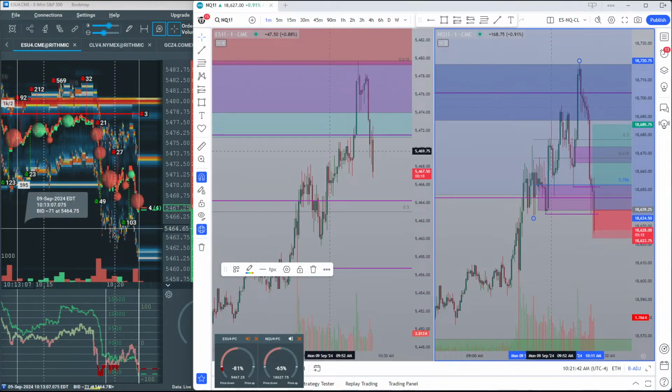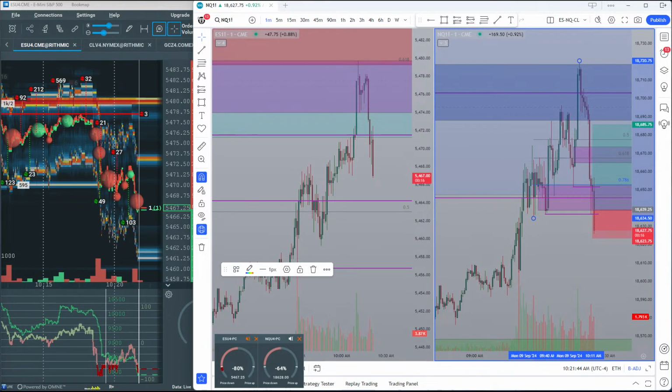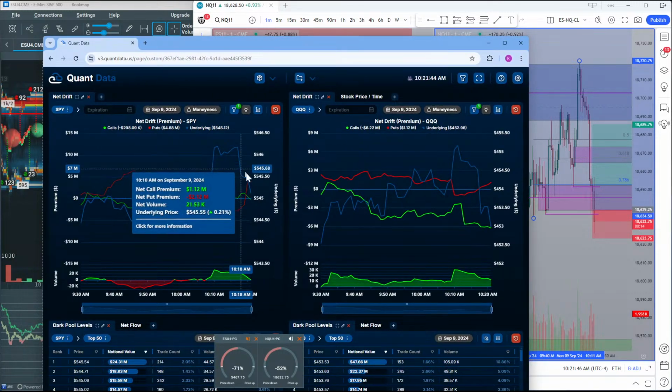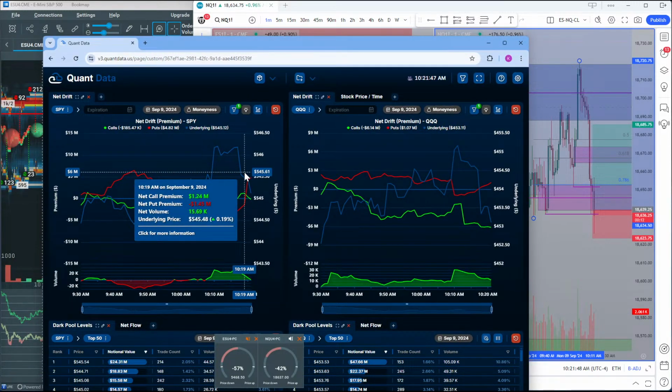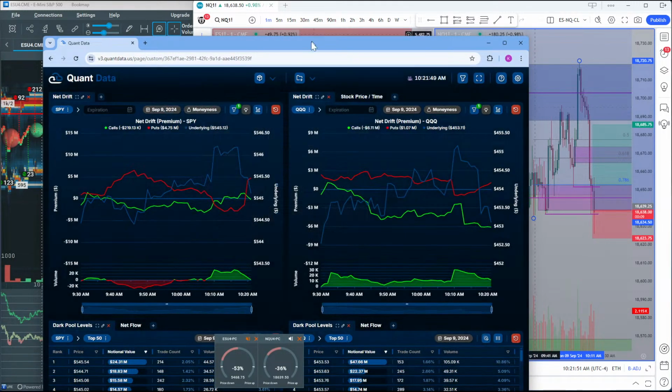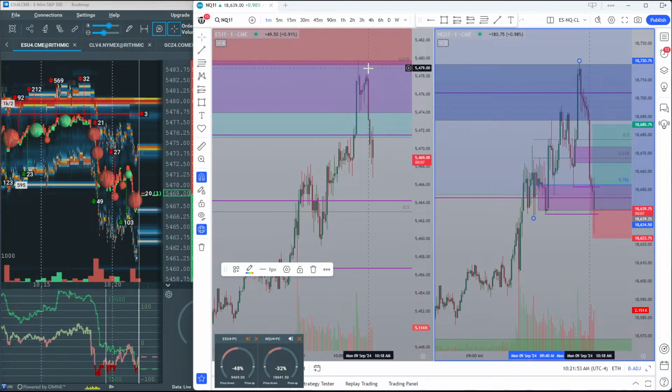Yeah, selling pressure. Where's Quant Data at? Look at the sellers, they took a lot of strength around 1019 on Quant Data. 1019. That's right at this 1019 candle right here.